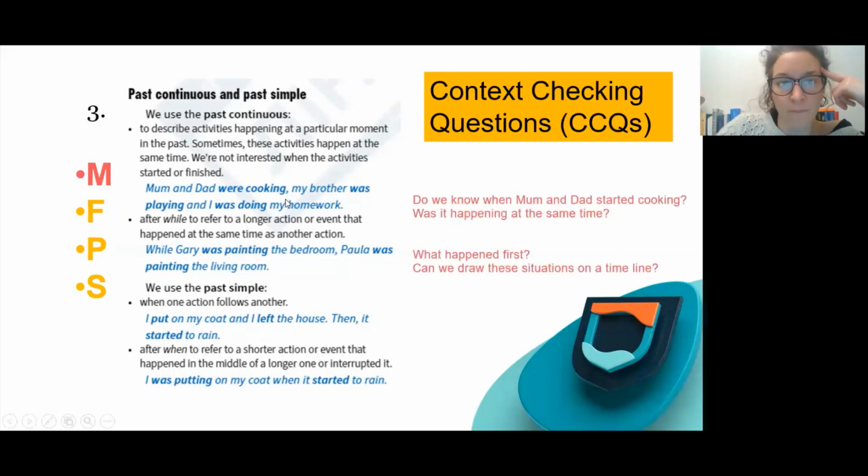So for these sentences, do we know when mom and dad started cooking? Mom and dad were cooking, my brother was playing, and I was doing my homework. No, we don't. So it's correct. What is happening at the same time? All of them are happening at the same time, yeah? So we ask students this kind of questions to see whether they understand why this form is used in this way and why it is important for the meaning that you cannot just say, I go to the cinema, you know?